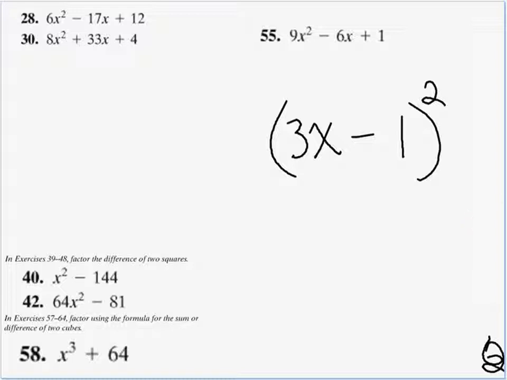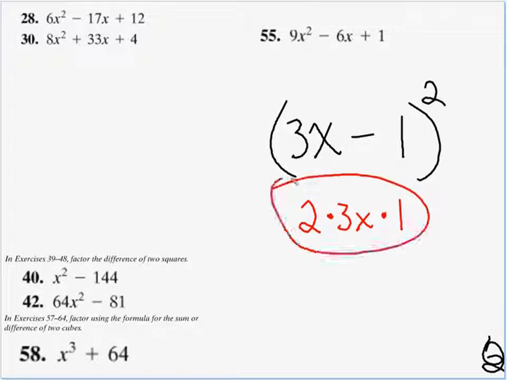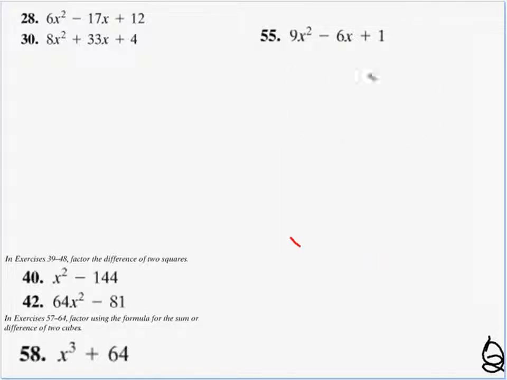We check our middle terms. 2 times the first thing, 3x, times the second thing, 1. Well, if we multiply here, we do get the 6x in the middle. So that is it. I didn't even recognize the type of problem, but again, you can solve these multiple ways.